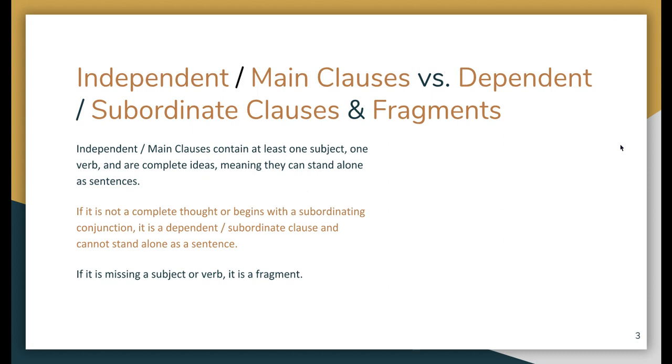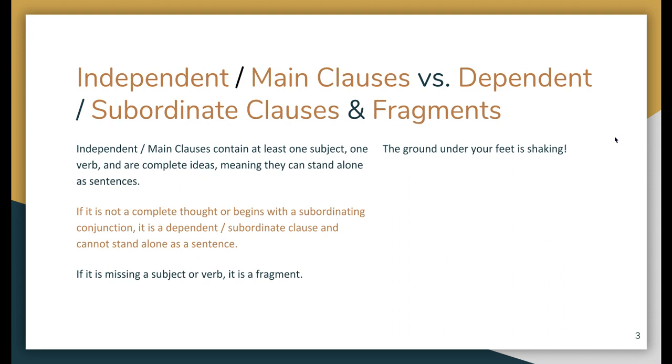Independent or main clauses contain at least one subject, one verb, and are complete ideas, meaning they can stand alone as sentences. For example, the ground under your feet is shaking. All right, that's a complete idea. We have the subject, the ground. We have the linking verb, is, and it's a complete idea, because it's getting across to the listener that we probably have an earthquake going on.